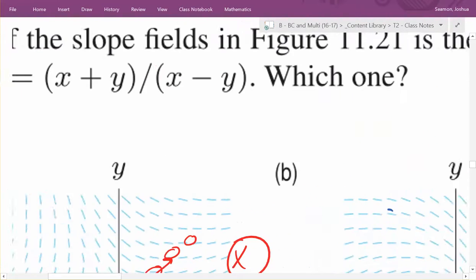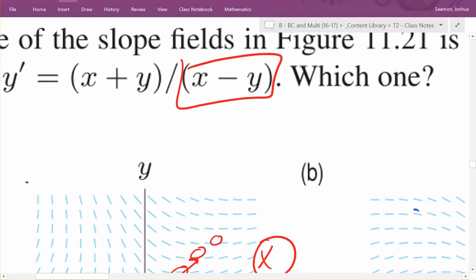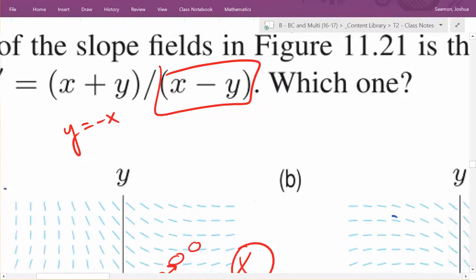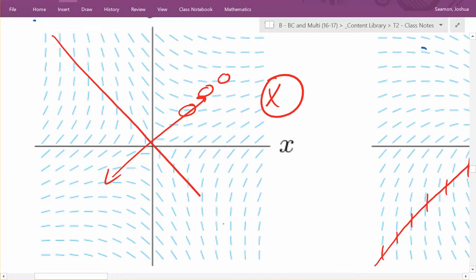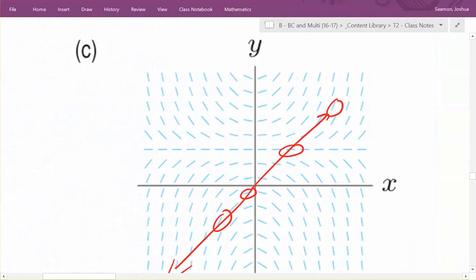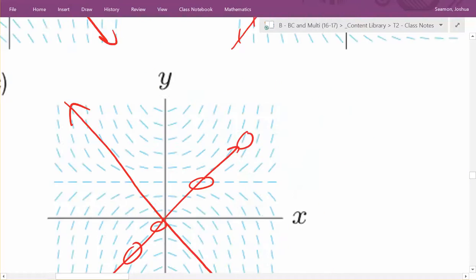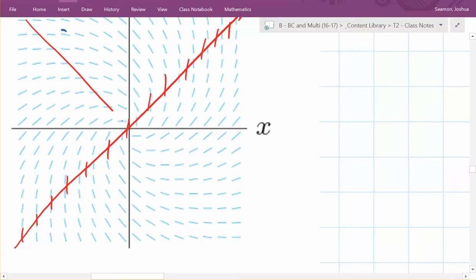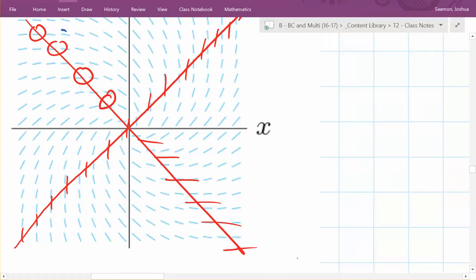Let's be even more sure about it. We looked at the denominator. What about the numerator? What's going on when y is equal to negative x? What's the slope? 0. So let's go to diagonal. Are those 0? No, they're undefined. What about here? Are these all 0? What about this one? They're all 0, right? See how they're all 0?